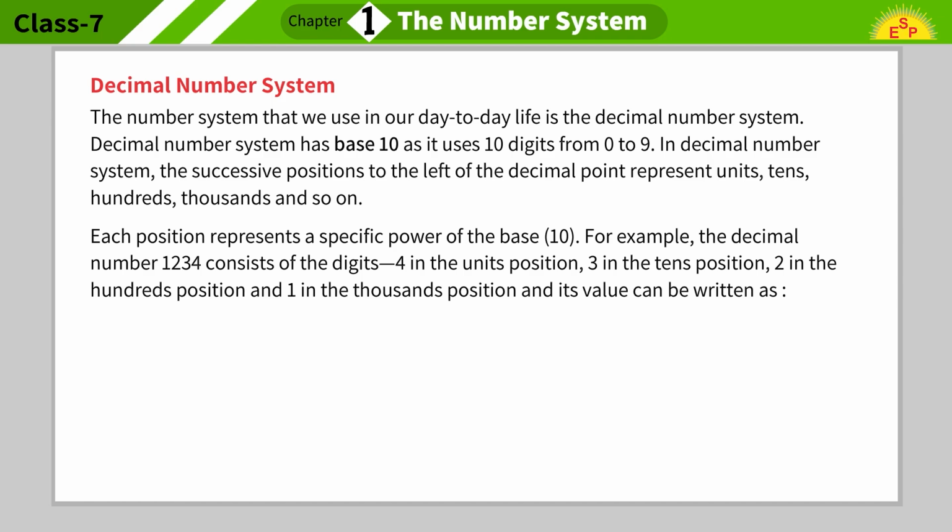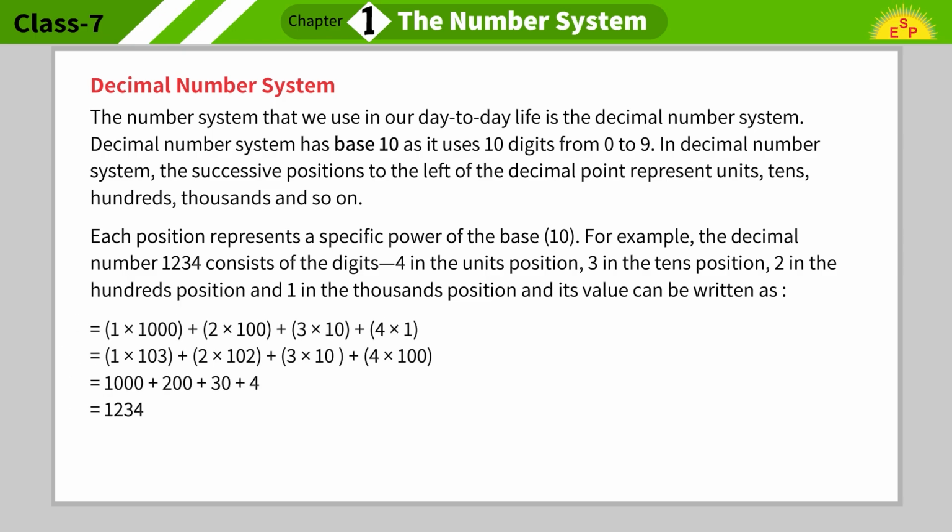Decimal number system. The number system that we use in our day-to-day life is the decimal number system. Decimal number system has base 10 as it uses 10 digits from 0 to 9. In the decimal number system, the successive positions to the left of the decimal point represent units, tens, hundreds, thousands and so on. Each position represents a specific power of the base 10.